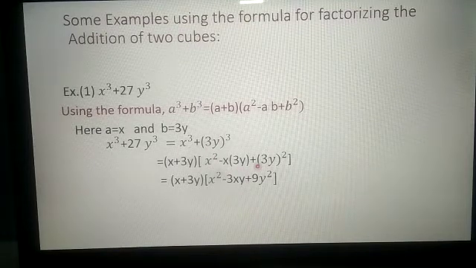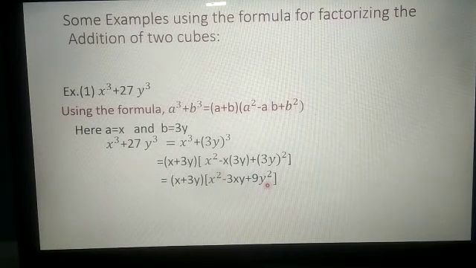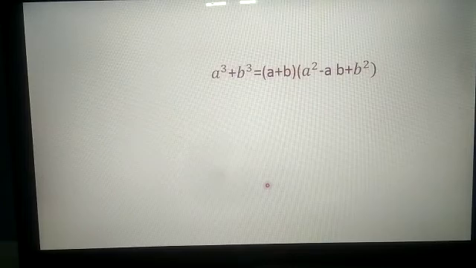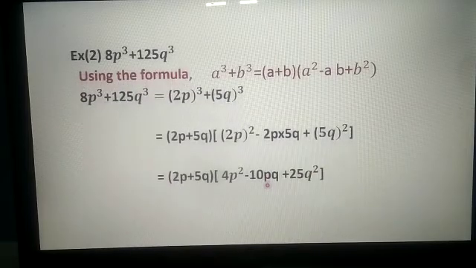3y whole square. Okay, now x plus 3y as it is, here x square minus x into 3y will become 3xy plus 9y square. In this way, what we'll get? x cube plus 27y cube is equal to x plus 3y into x square minus 3xy plus 9y square. Now we will solve example 2.